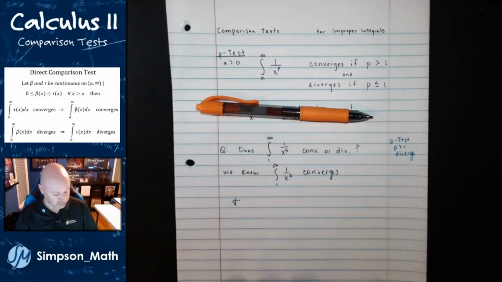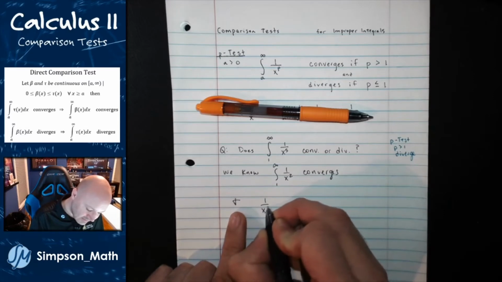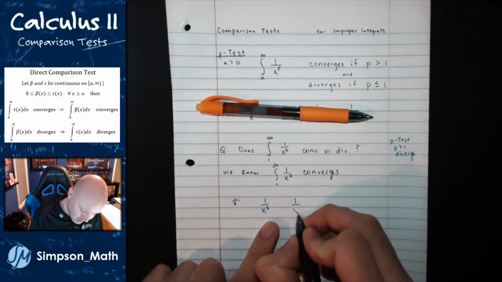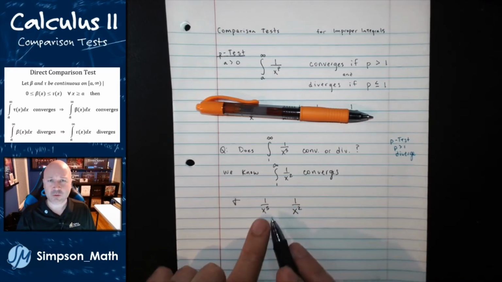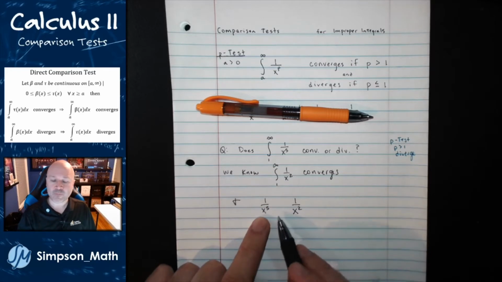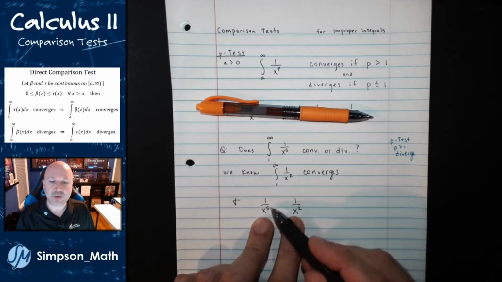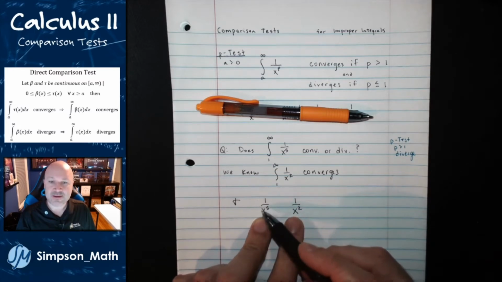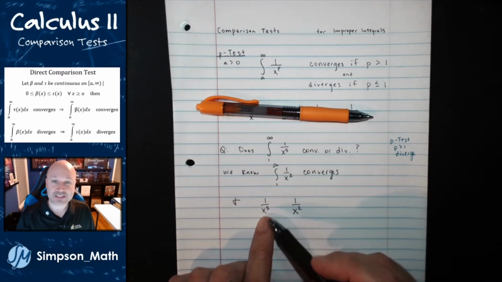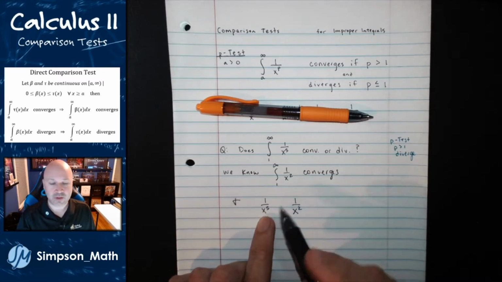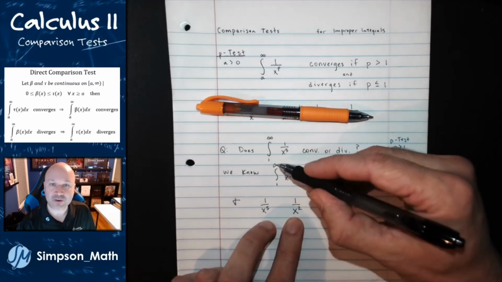And I know that 1 over x to the 5th power compared to 1 over x squared, can we tell which one's bigger or smaller? If I plug in a number like 2, well, 2 squared is 4, 2 to the 5th power is 32, so this one's definitely smaller. Now, when we start plugging in fractions, that's not always the truth.